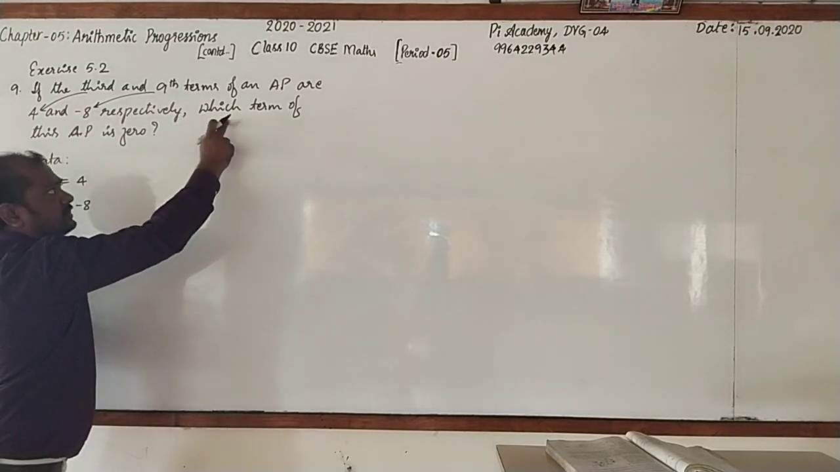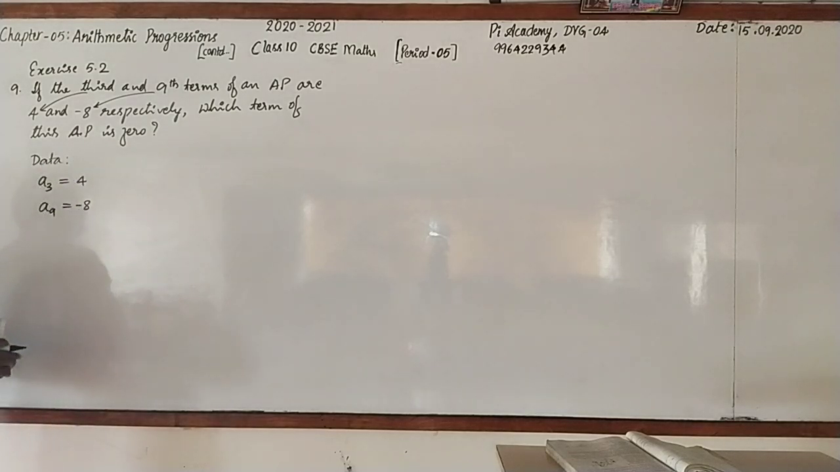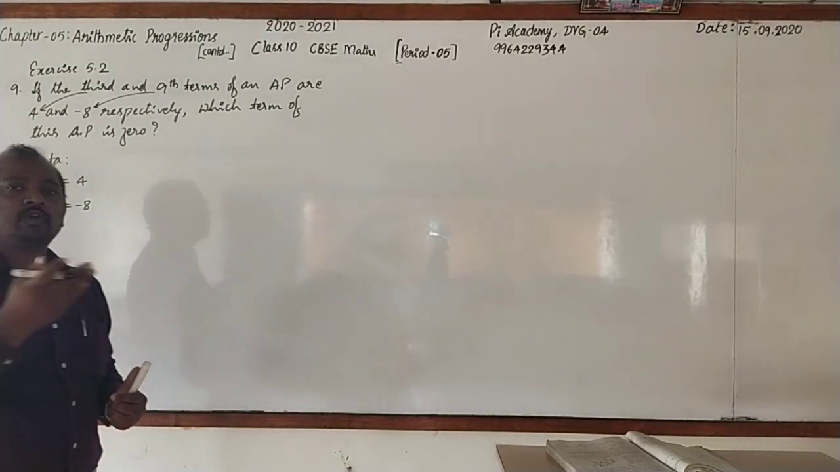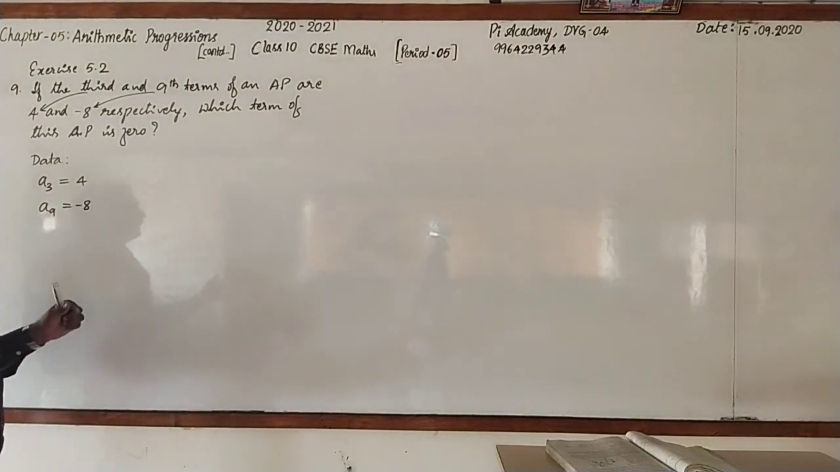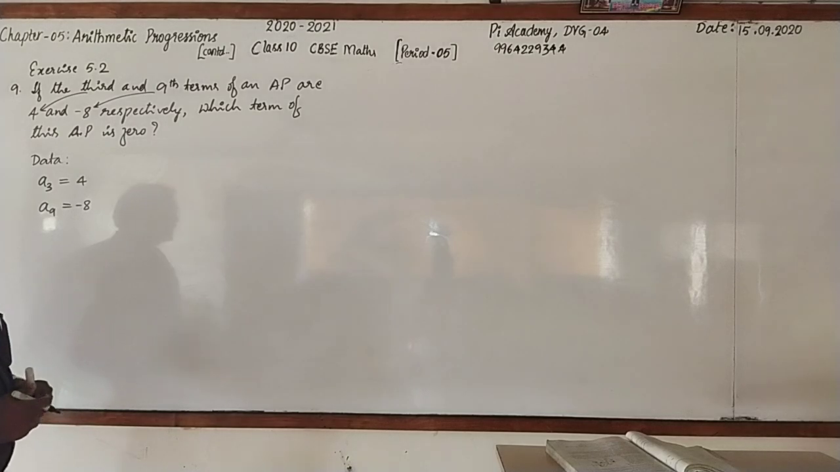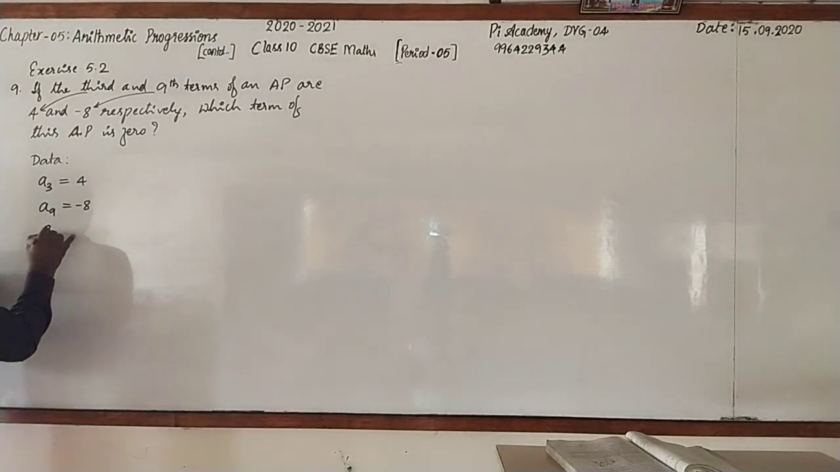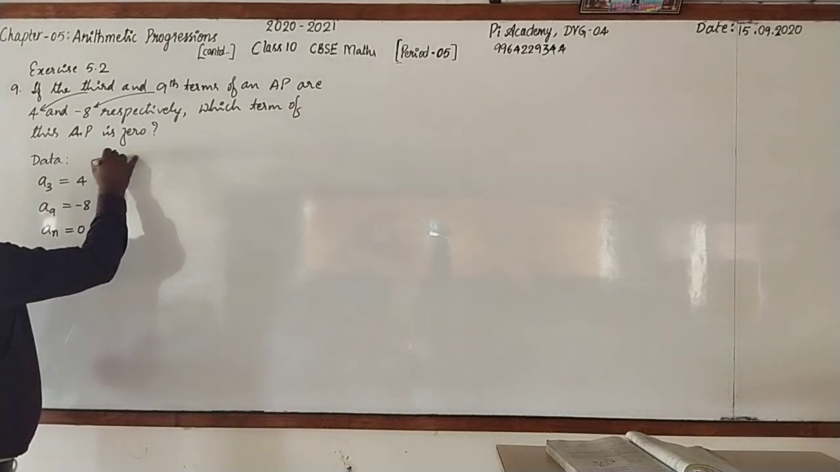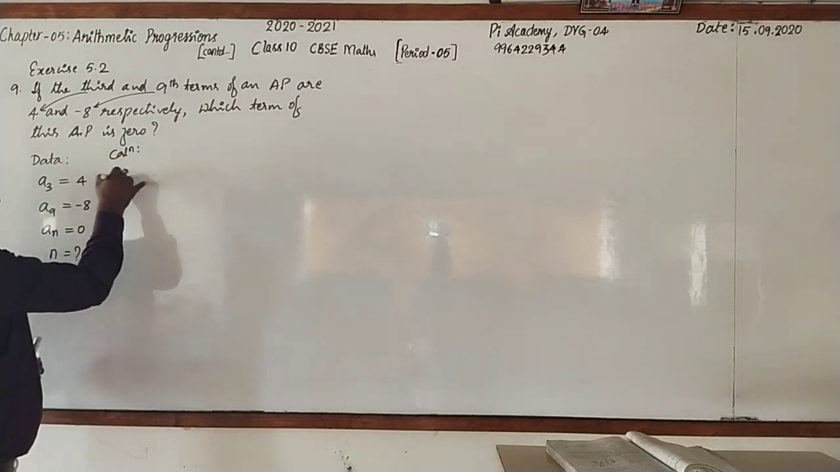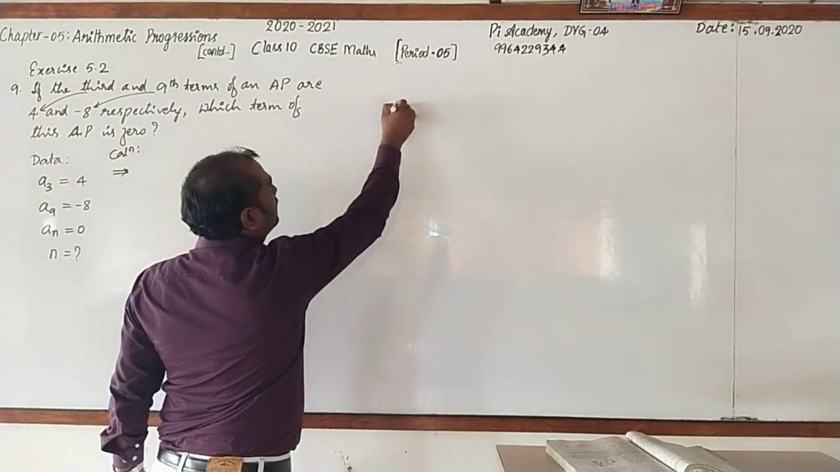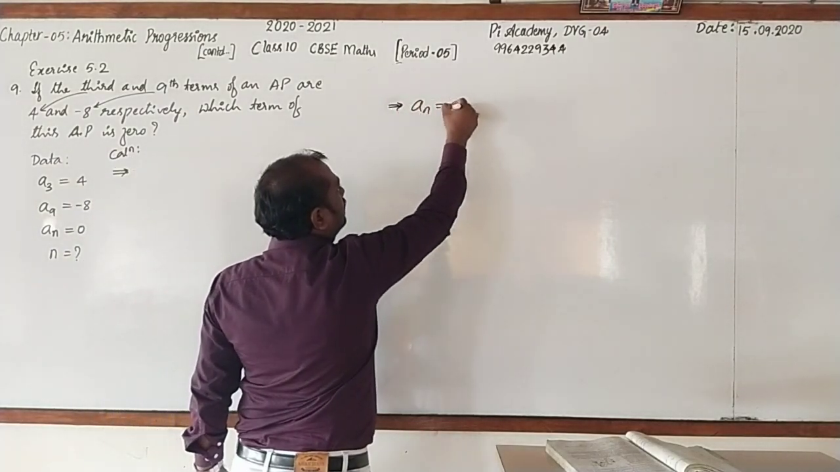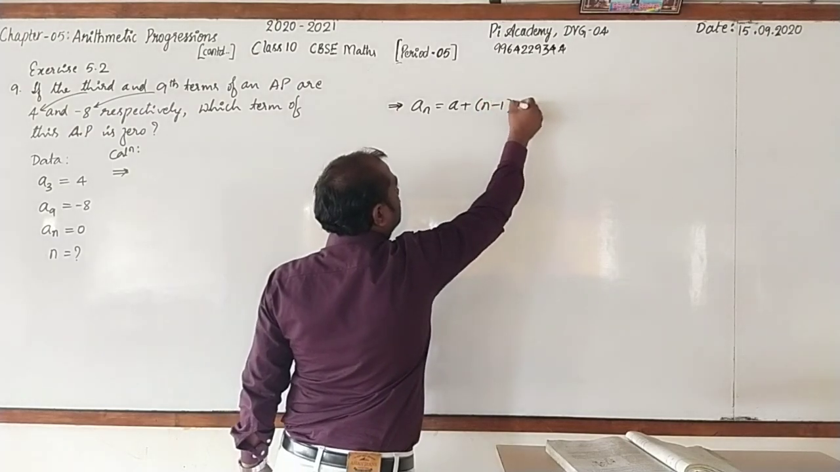Then here they have asked, which term of this AP is 0? That means 0 is a term of the AP, but which is the term? Whether it is the 5th term, 10th term, 11th term, we do not know that. So, I take 0 as the last term. Then you are going to find out n. Then calculation. Dear student, to find out n, obviously you must use the formula. It is an is equal to a plus of n minus 1 into d.